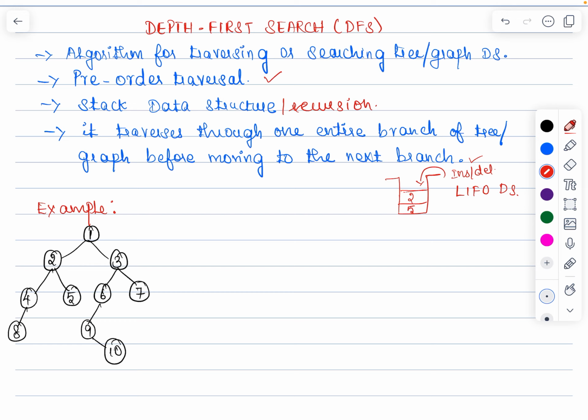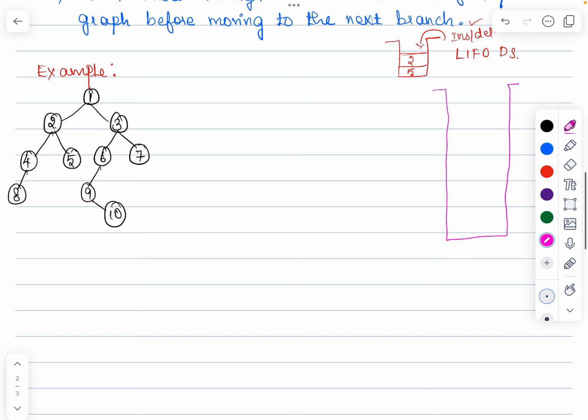Let us see how DFS works on the given example. This is the example tree, and it has 10 vertices. Let us start solving it now. It uses the stack data structure, so we create one stack now. The stack is created. Parallelly, we are supposed to write the order in which the vertices are visited. Once visited, we are supposed to register it here.